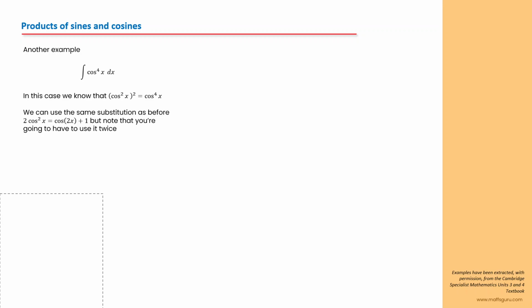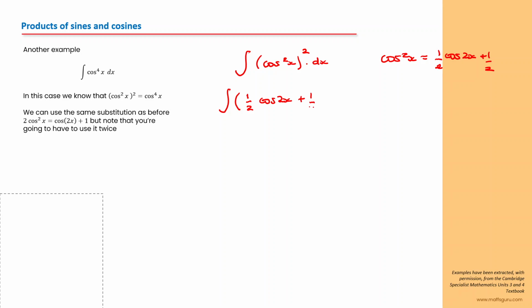What about this one? Cos x all to the power of 4. Well, actually, that's going to become cos squared x all squared dx. And you're going to say, well, how's that going to help me? Well, again, we already know that cos squared x can be written as a half cos 2x plus a half. So now that's going to become the integral of brackets 1/2 cos 2x plus a half all squared dx.